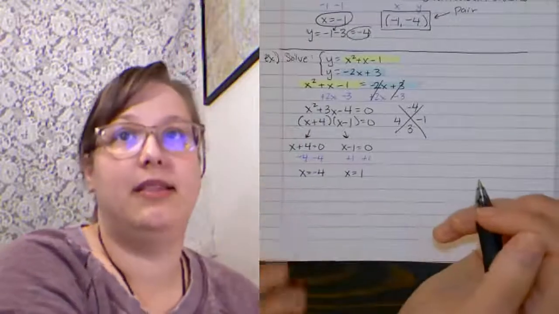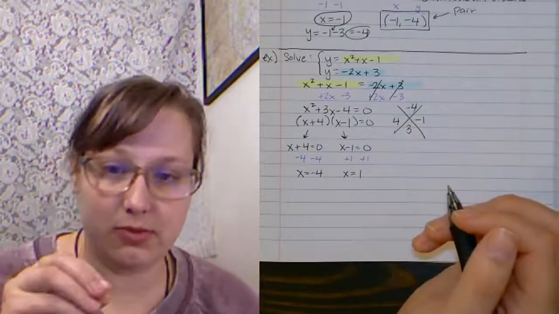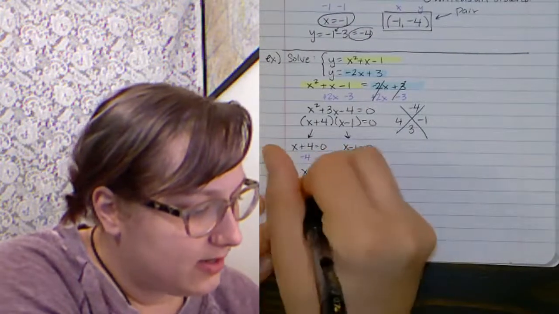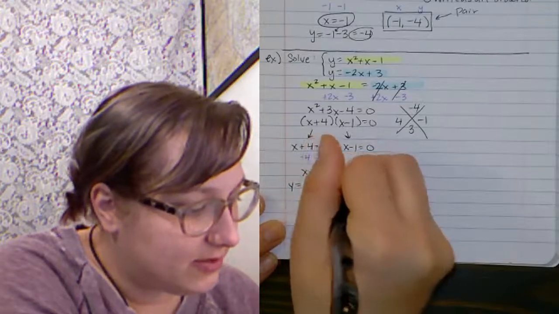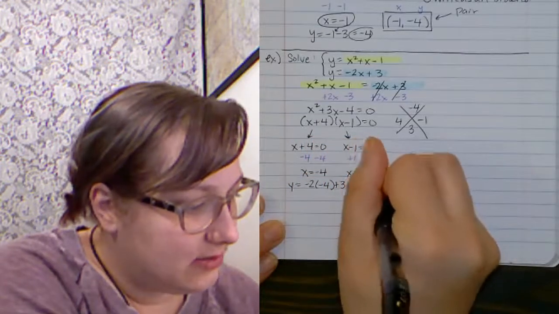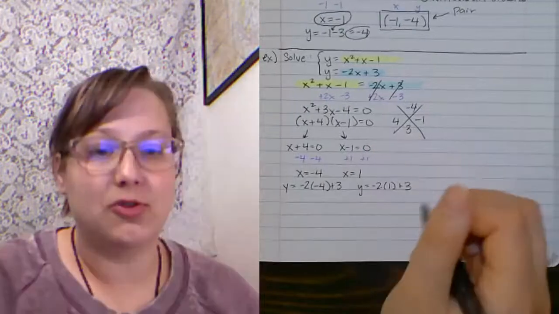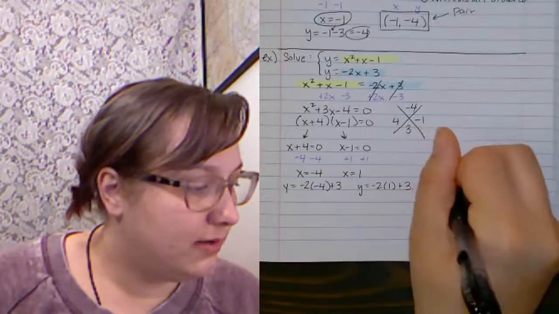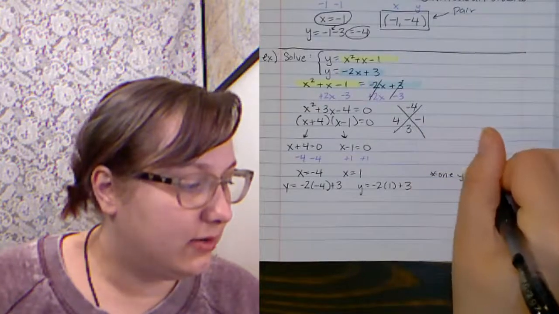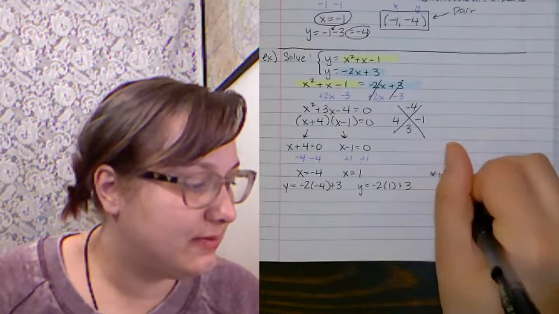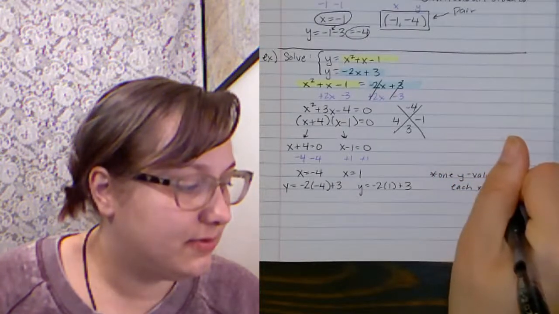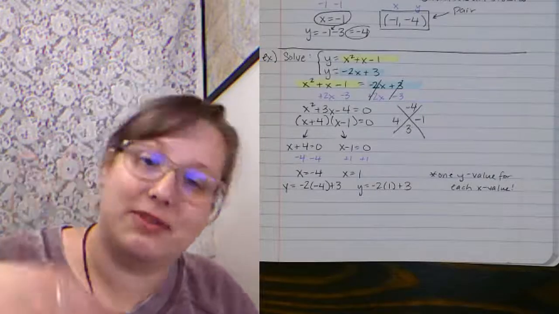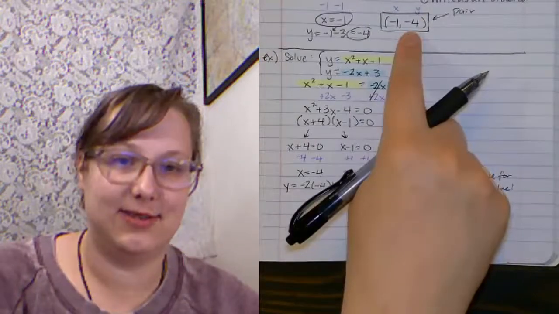So I'm going to make these both into y equations using the blue one. y equals negative 2 times negative 4 plus 3, and y equals negative 2 times 1 plus 3. So I make 2 different equations because I have 2 different x values. One y value for each x value. This one's going to have 2 answers. Okay, that's fine. It's going to be 4 numbers, but they're going to be in 2 answer sets like this. This is 1 answer.